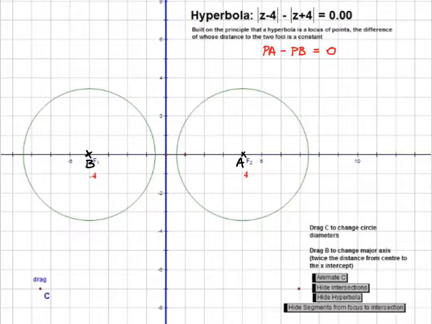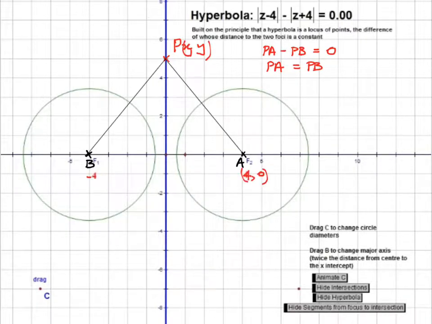So PA minus PB is 0. Now, what does that mean? That means that PA equals PB. So the blue line, the y-axis, going right up and down halfway between A and B is the locus. That means it's a perpendicular bisector of the line from A to B. And that makes sense, doesn't it? Have a look at this. PA equals PB. There's a point P, X and Y, and it's equidistant from A and B. And any point along that blue line, that perpendicular bisector of the line joining A and B, would be equidistant from A and B.